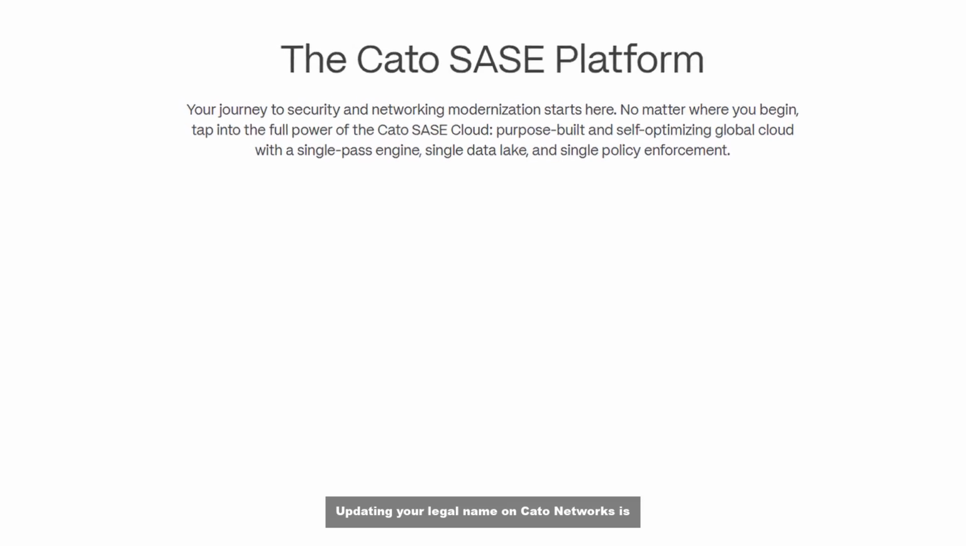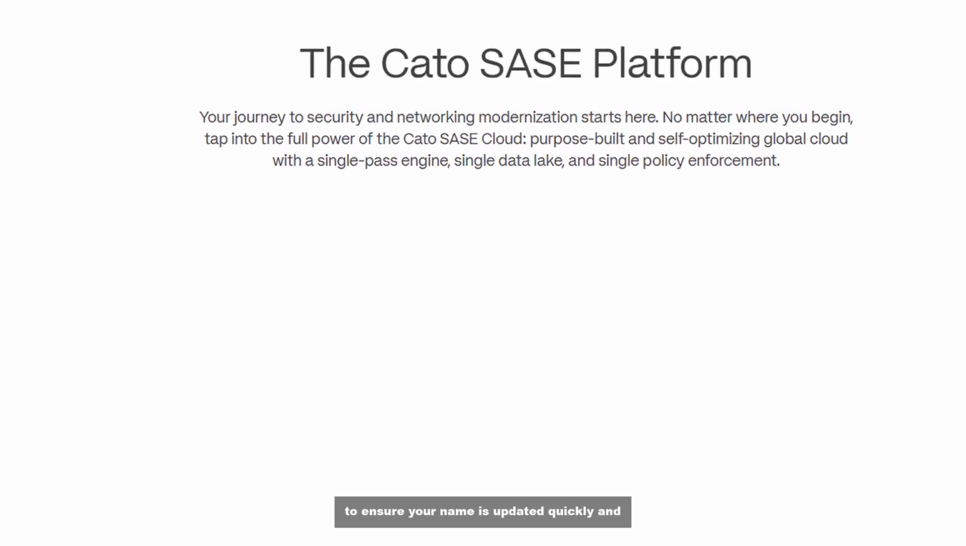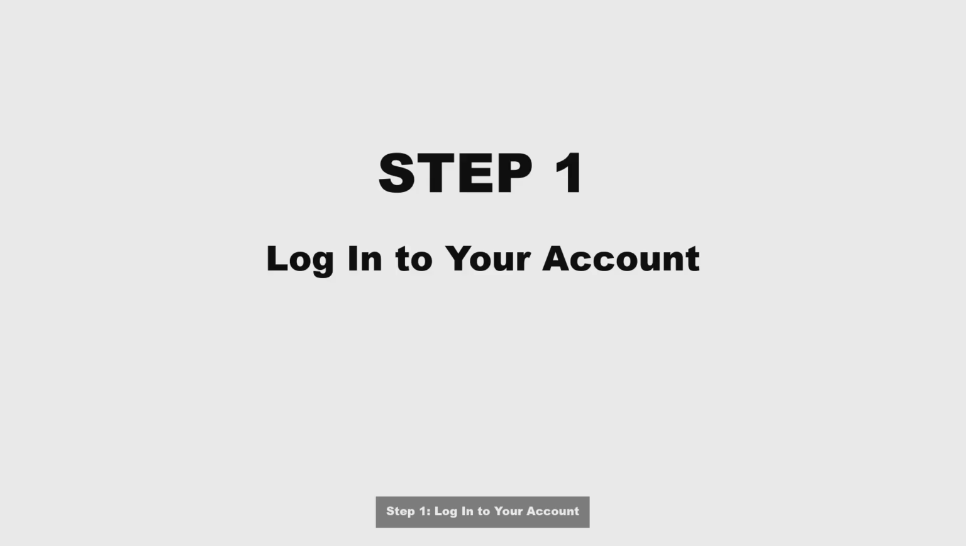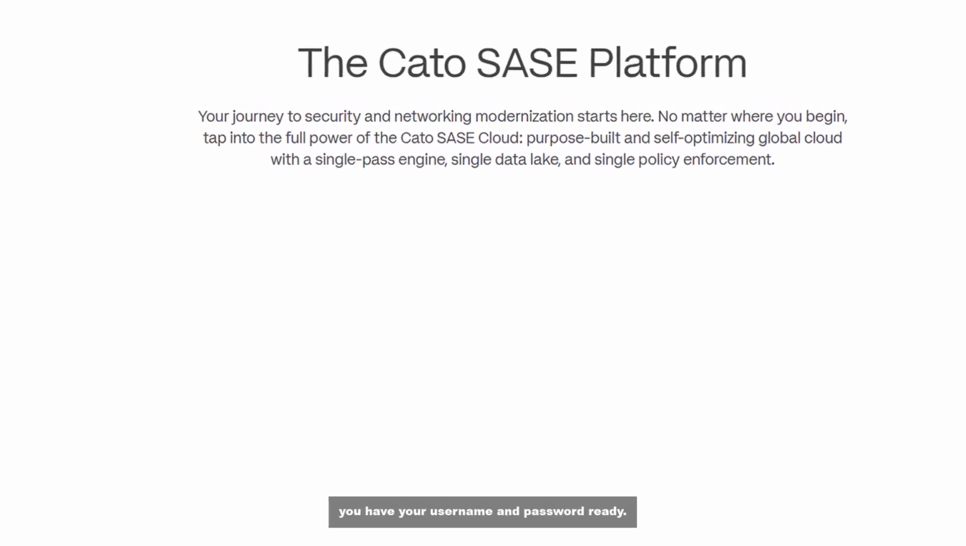Updating your legal name on Cato Networks is a straightforward process. Follow these steps to ensure your name is updated quickly and efficiently. Step 1. Log into your account. Access your Cato Networks account by entering your credentials on the login page. Make sure you have your username and password ready.